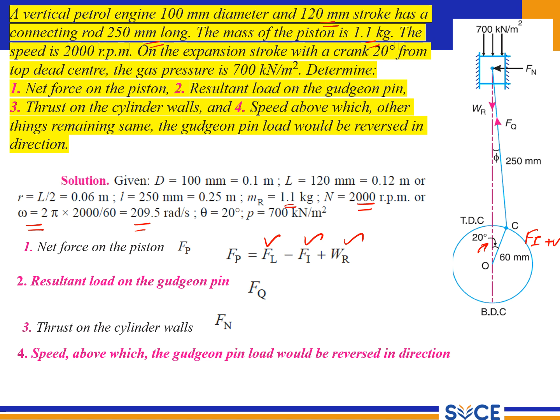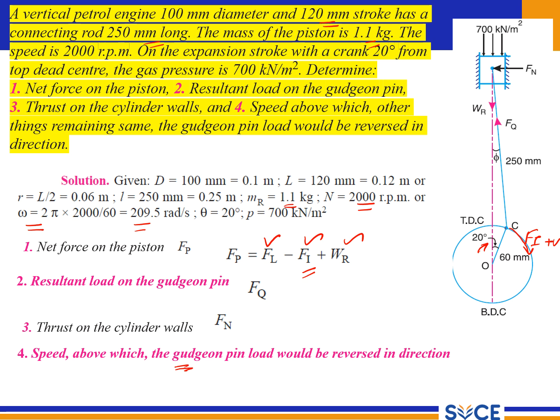Then, the speed above which the gudgeon pin load would be reversed in this direction. What is the meaning of this? It is actually rotating like this. If it is to be reversed, then what is the meaning? This speed has to be reversed. It means this inertia force, now it is positive. Now if it comes as negative, that is the meaning.